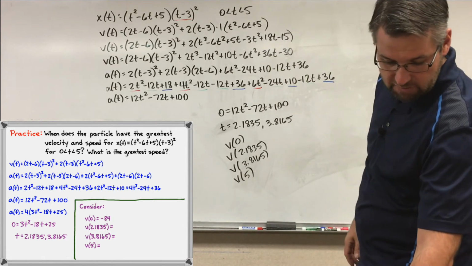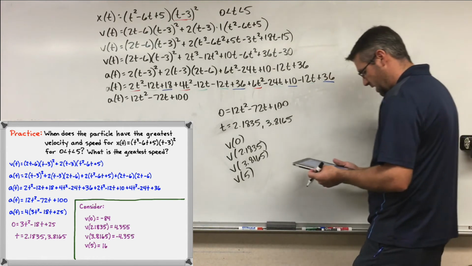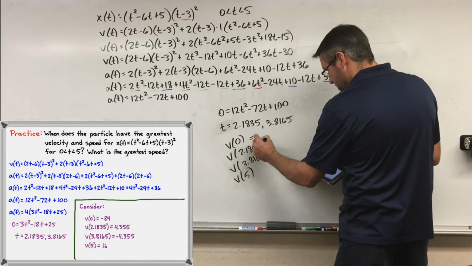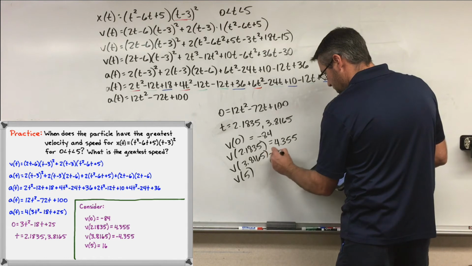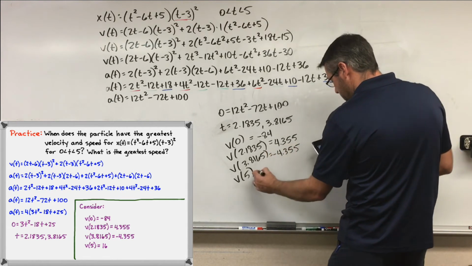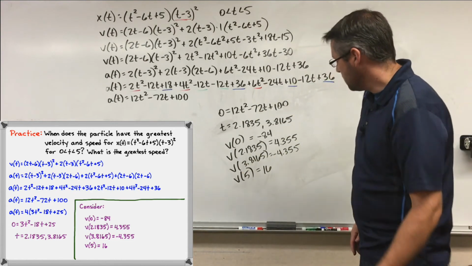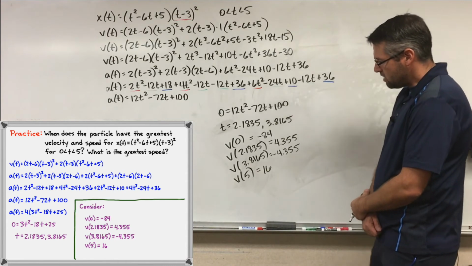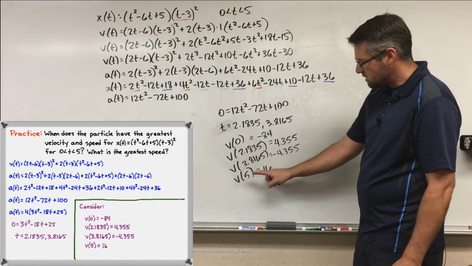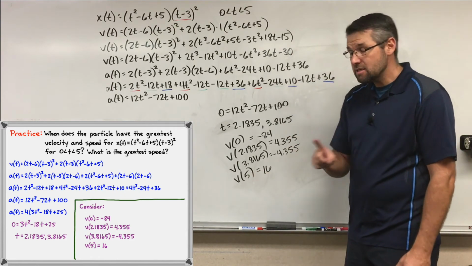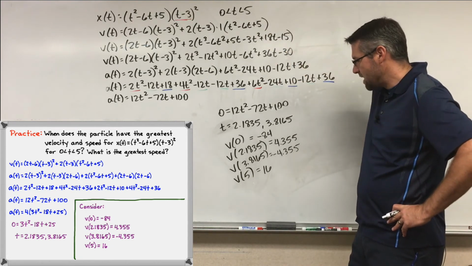So in the first case, I get negative 84. The second case, I get 4.355, then negative 4.355, and 16. So I'll go ahead and write these down. Negative 84, so I have something to point to, and 16. Analyzing this, what is the maximum velocity? Well, the maximum velocity is the highest numeric velocity. And we can see here that the highest numeric velocity is v of 5. But the velocity function doesn't exist at t equals 5, so that can't be the maximum velocity.